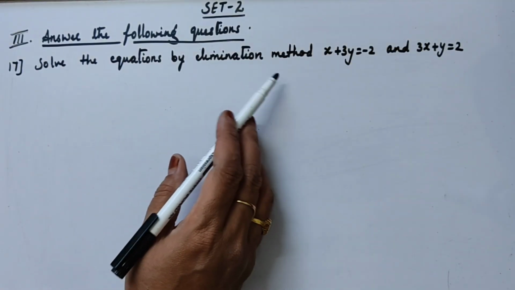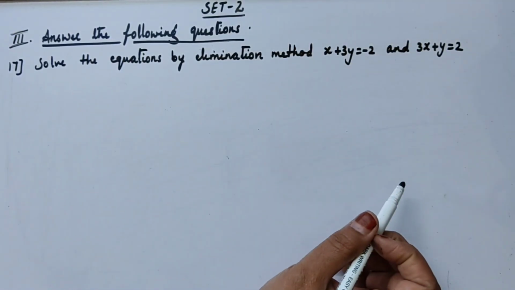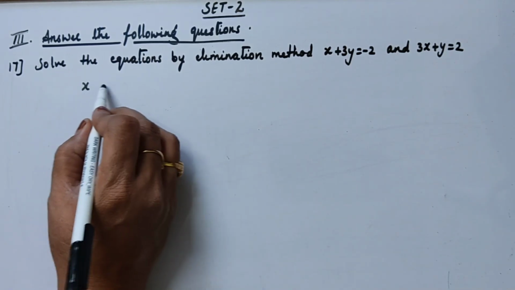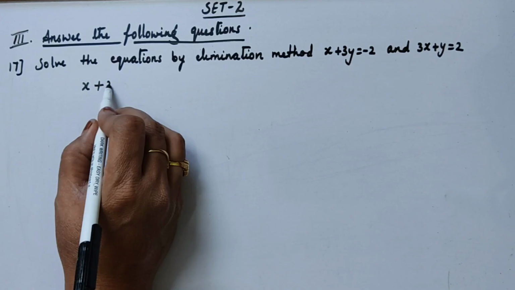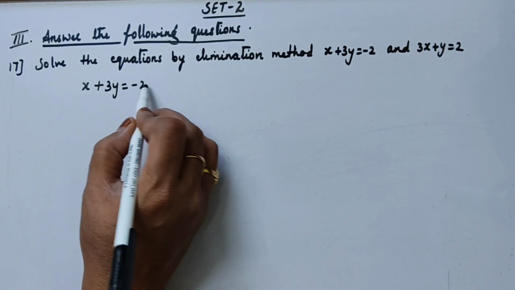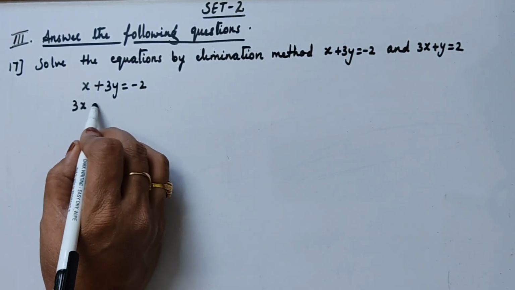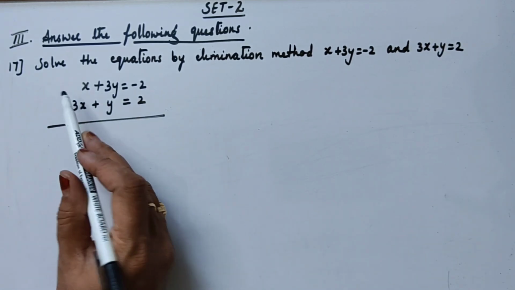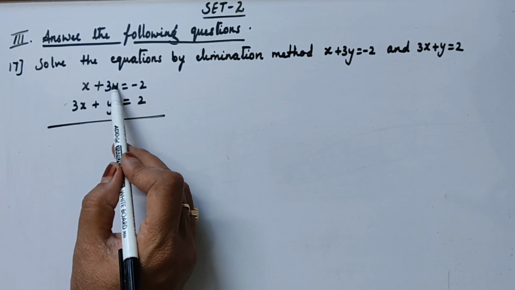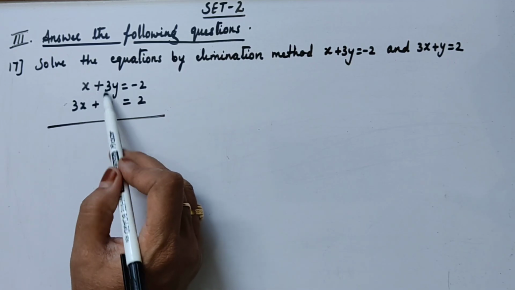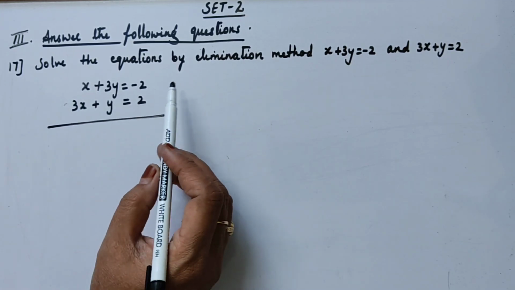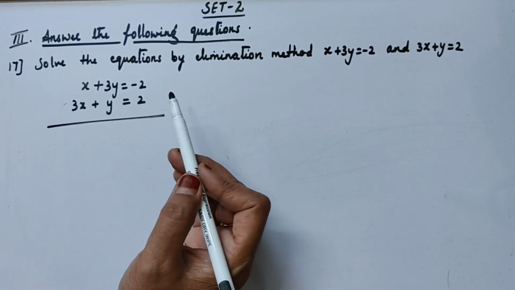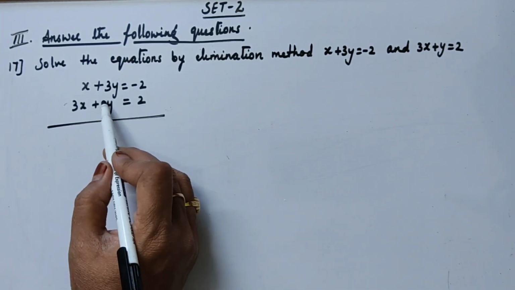Solve the equations by elimination method. We have got 2 equations here. Let us eliminate and find the values of x and y. x plus 3y equals to minus 2 is the first equation. 3x plus y equals to 2. You can see the coefficient of x is 1, coefficient of x is 3. Here y also the same, 3 and 1 we have got. We need to keep the x or y constant. The choice is yours. I'll go with y here.